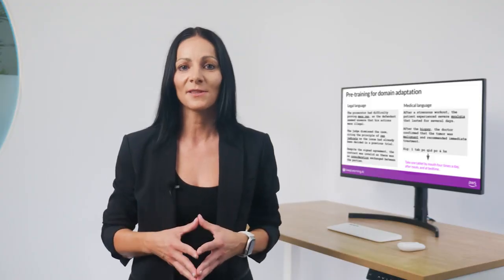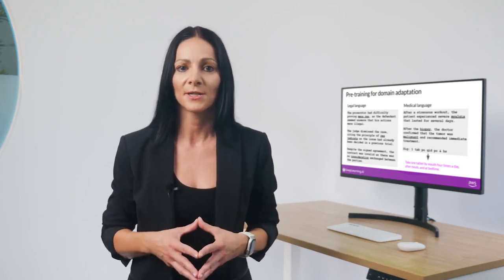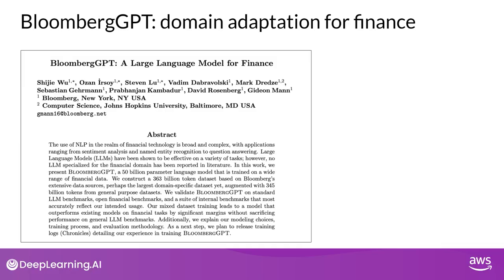Because models learn their vocabulary and understanding of language through the original pre-training task, pre-training your model from scratch will result in better models for highly specialized domains like law, medicine, finance, or science. Now let's return to Bloomberg GPT. First announced in 2023 in a paper by Xi Wu, Stephen Liu, and colleagues at Bloomberg, Bloomberg GPT is an example of a large language model that has been pre-trained for a specific domain, in this case finance.